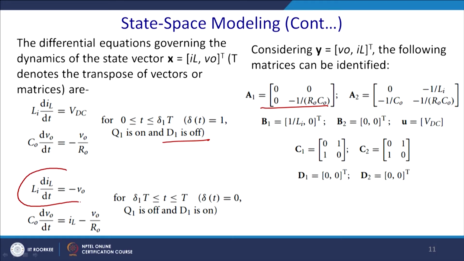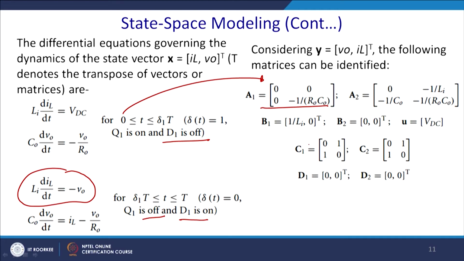So, similarly you get L di/dt equal to minus V0, for this other interval, delta 2, when Q1 is off and D1 is on. So, you get these two matrices. So, combine these two matrices. For this you get basically this matrix, and from this you get this matrix.